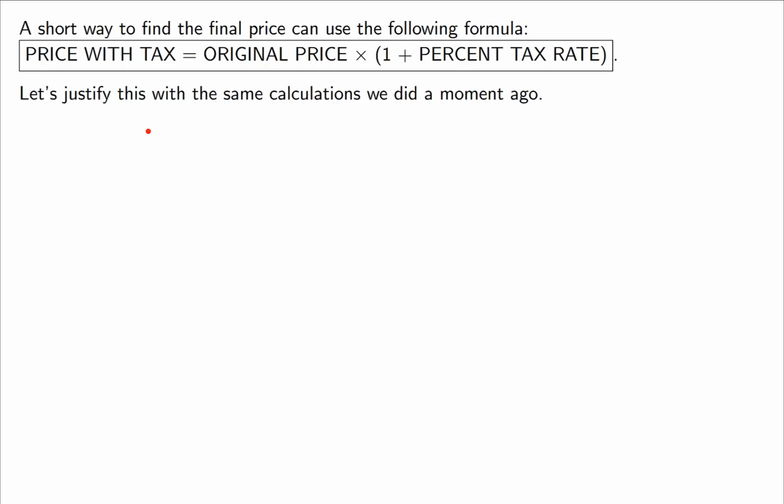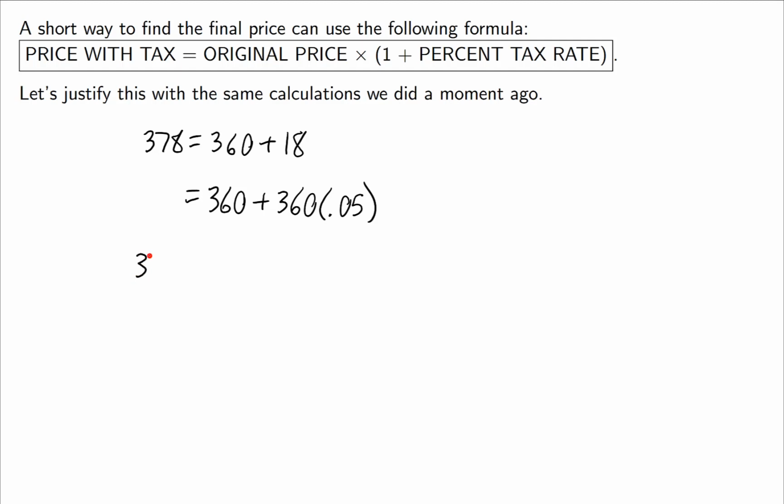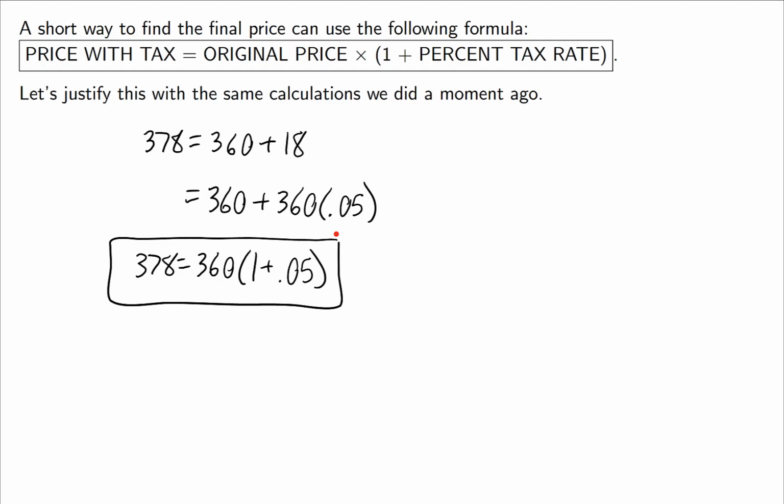The price with tax we got to be $378. The original price was $360, and we had to add $18 tax to get there. But now where did the $18 come from? Well, we had $360 still. But the $18 came from 360 times 0.05. Now here's what it boils down to. If I rewrite this, I could factor out a 360. And I'm left with 1 plus 0.05, and look, that's the formula I just told you about. So this formula does work. If you want to get the tax quickly, you can multiply by 1 point, whatever the decimal form of that tax rate is.